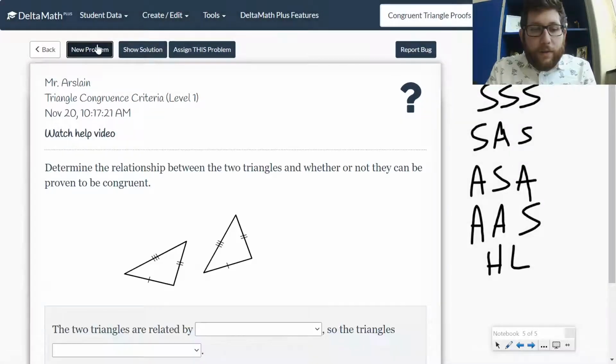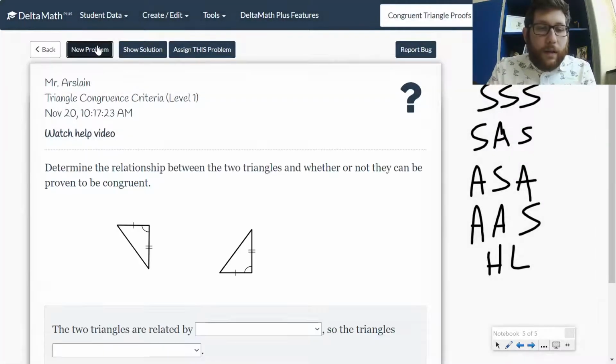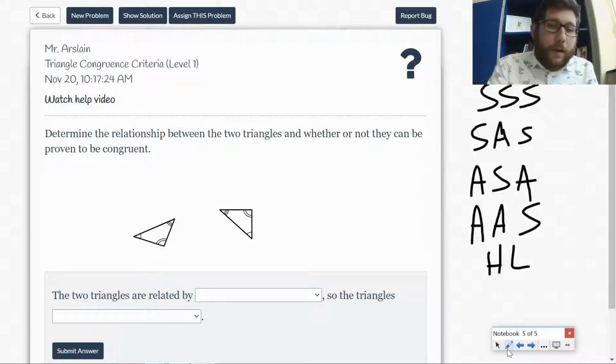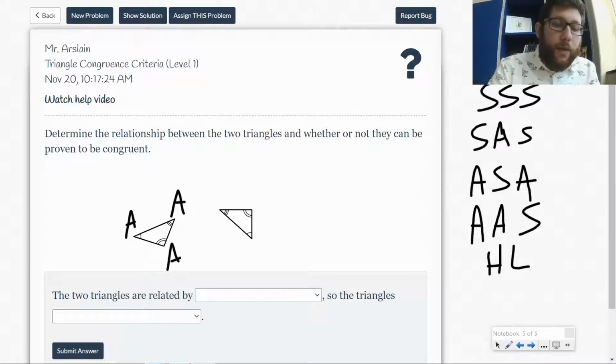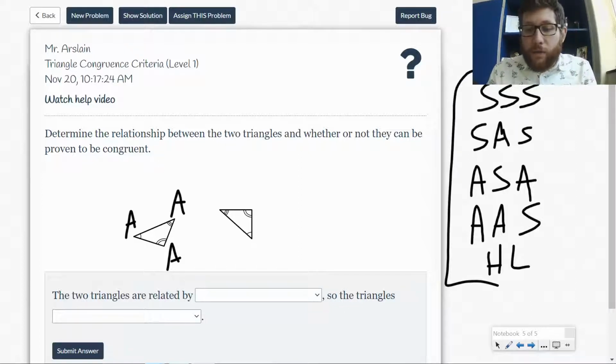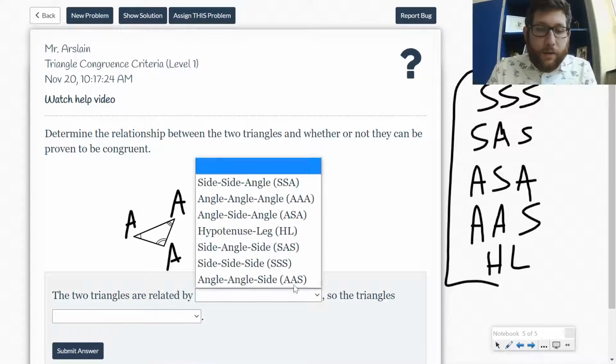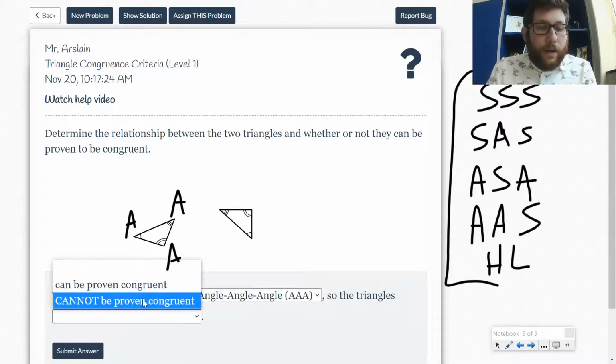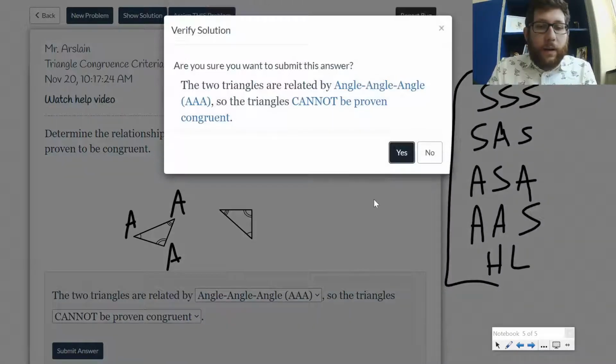Let's look at, I'm trying to find a particular one. That's not it. All right, let's look at this one. Look at what I've got going on here. I've got an angle, I've got another angle, I've got a third angle. I've got three angles. Is that on my list here? It is not. Angle. I'm going to put angle in here. And that is not congruent. Okay, they cannot be proven congruent by angle.